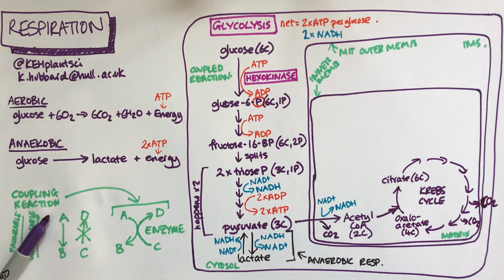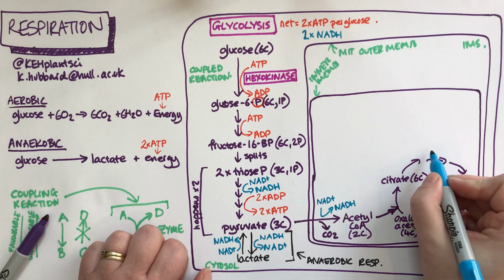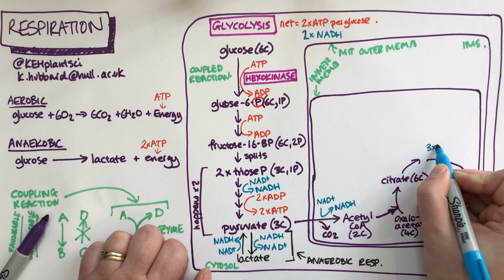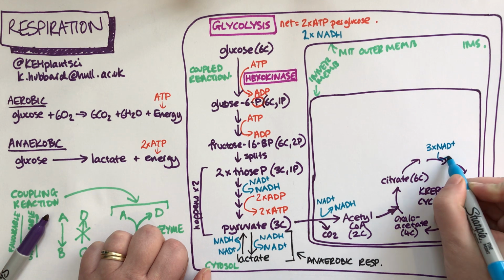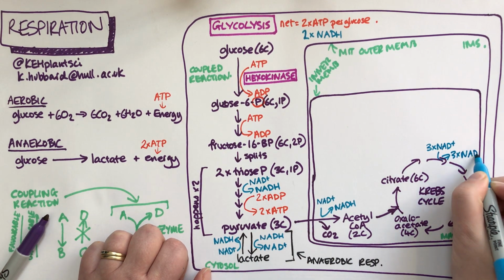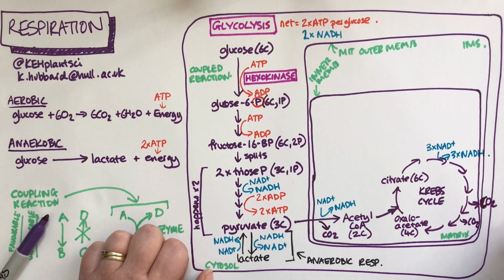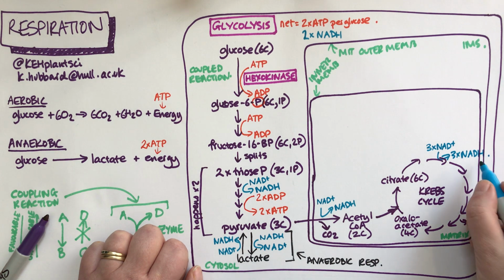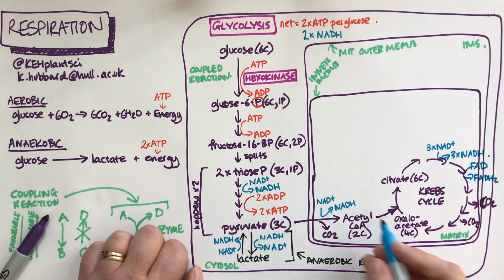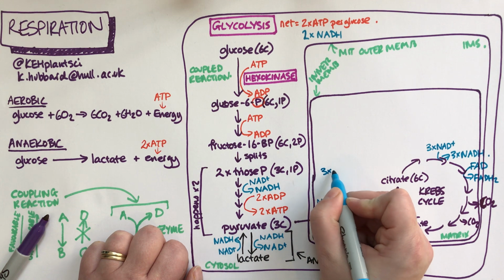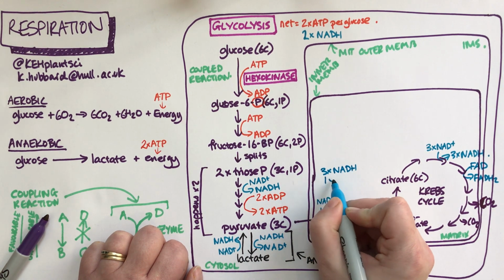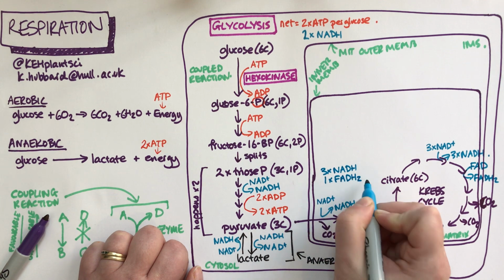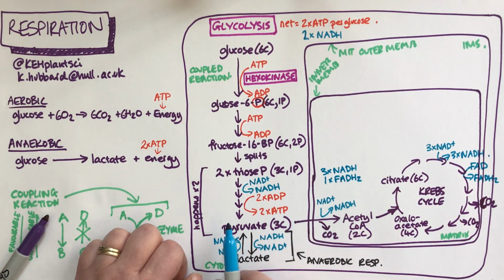But what we have made along the way are lots of NADH. So NADH is an energy carrier. We make 3 molecules of that. We make just 1 molecule of another carrier called FADH2. Sorry, I'll just write that there. We make 3 times NADH, 1 times FADH2. So those are carrier molecules.